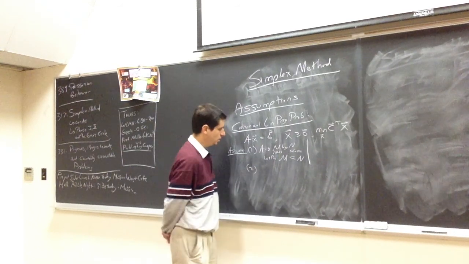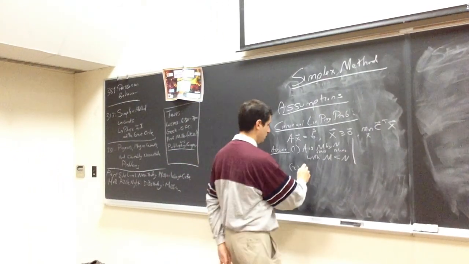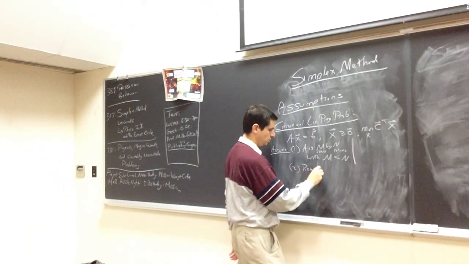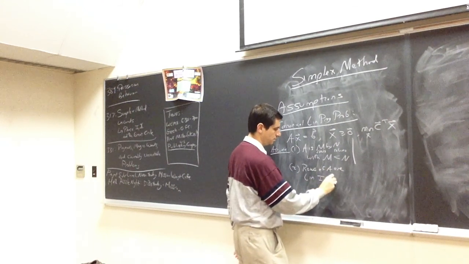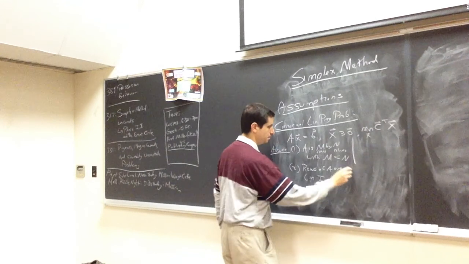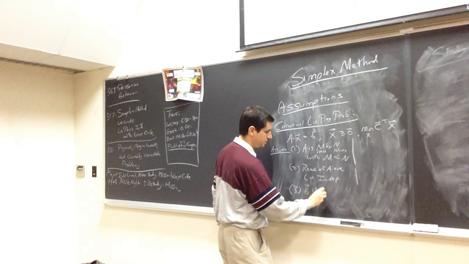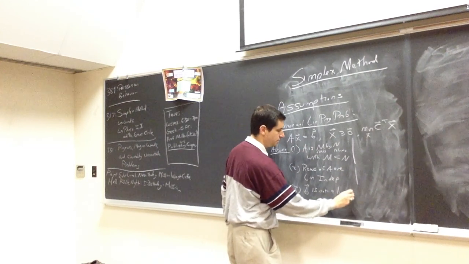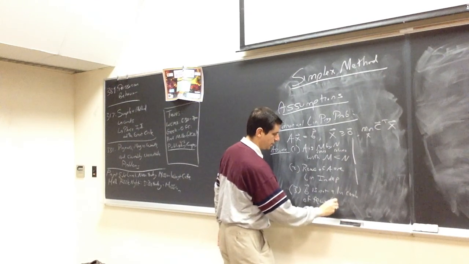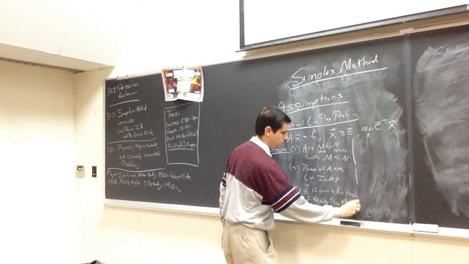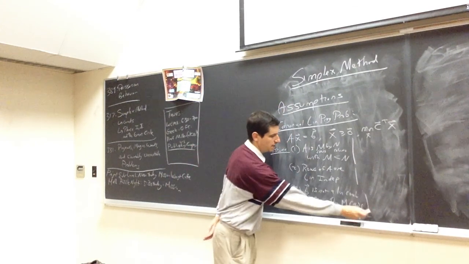2. The rows of A are linearly independent. And 3. b is not a linear combination of fewer than m rows. All right, so these are the three assumptions we're going to make. Let's investigate how severe they are.